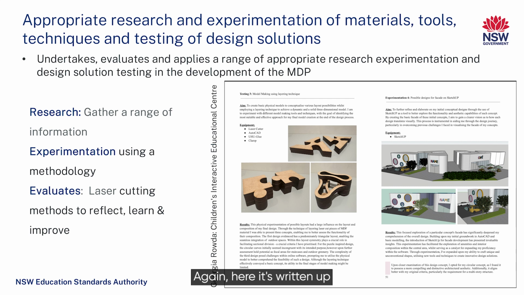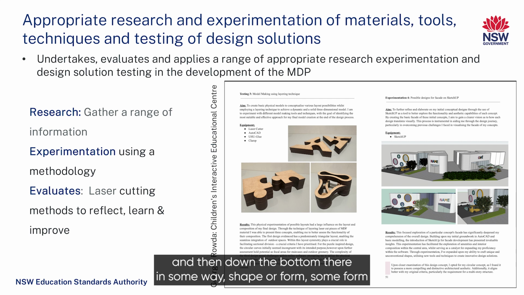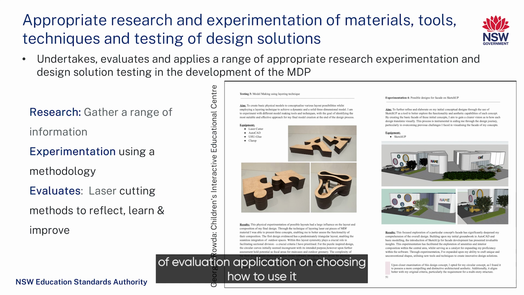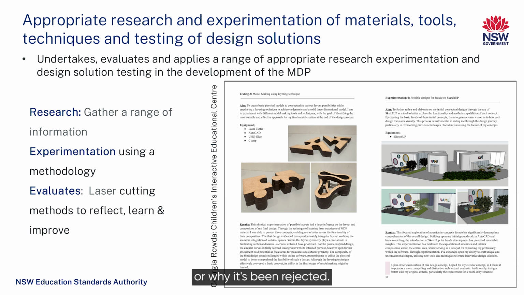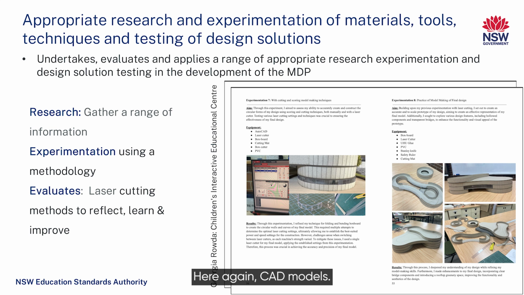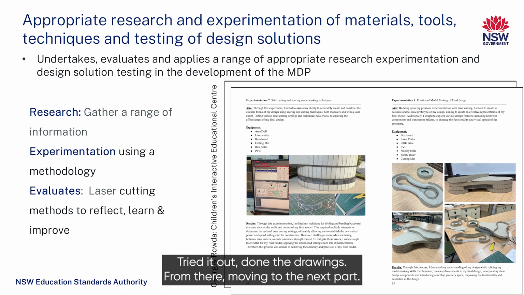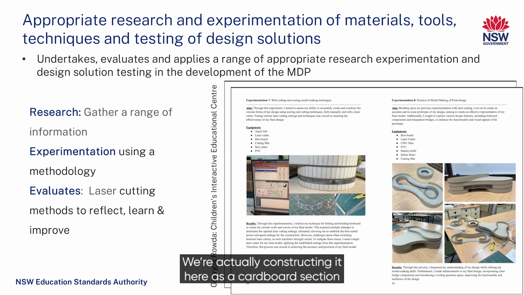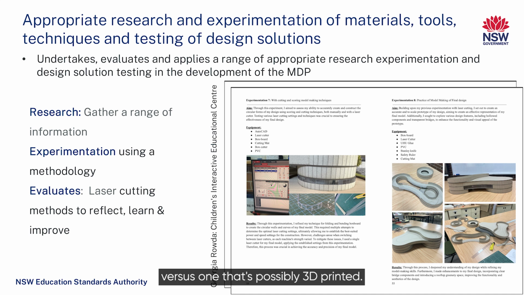Again, here, it's written up where it's got a thesis, it's got a method on how it's actually done, and then down the bottom there, in some way, shape or form, some form of evaluation application on choosing how to use it or why it's been rejected. Here again, CAD models. Tried it out, done the drawings. From there, moving to the next part, we're constructing it here as a cardboard section versus one that's possibly 3D printed.